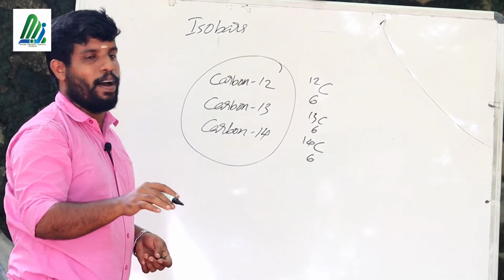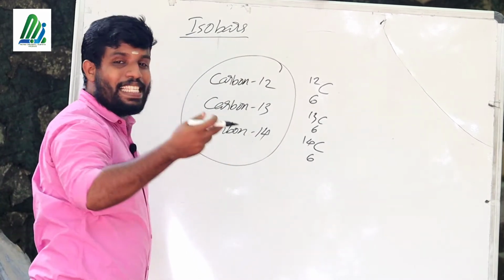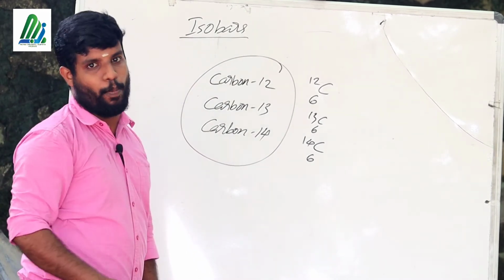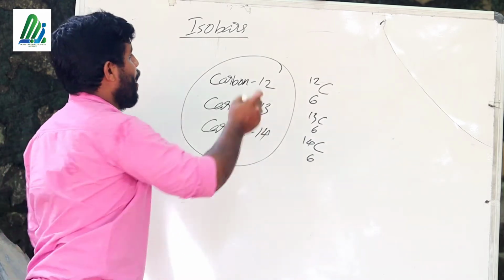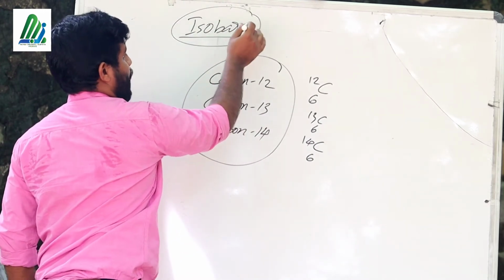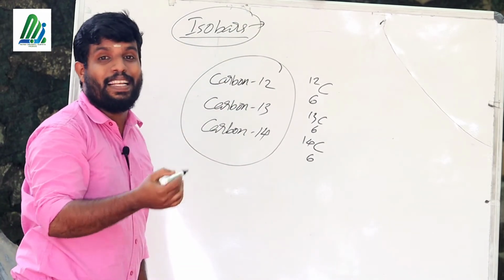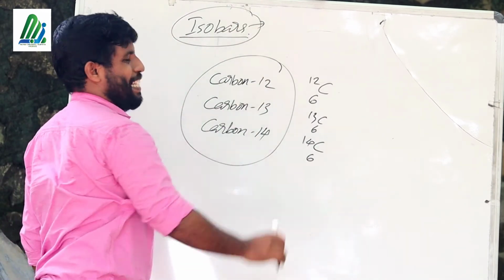Isotope is there, and isobar is a slight difference. Same mass number, different atomic number. That means the atomic number is different but the mass number is the same. They are known as isobars. I repeat again, this is not in our syllabus. This is just for extra reading.